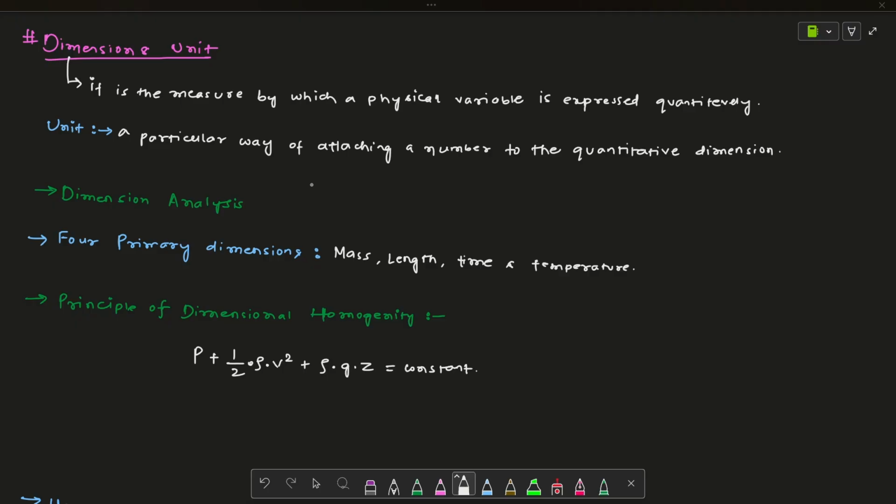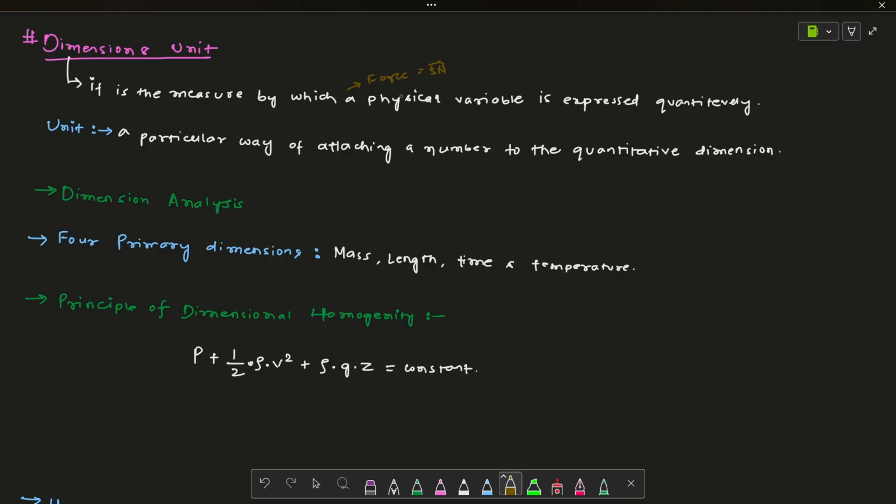Suppose someone says someone has applied a force on me. You don't know how much force it is. Dimension expresses quantitatively how much force has been applied. That person will say something like 5 Newton. So this quantitativeness is done through the dimension. Newton is the dimension of it.